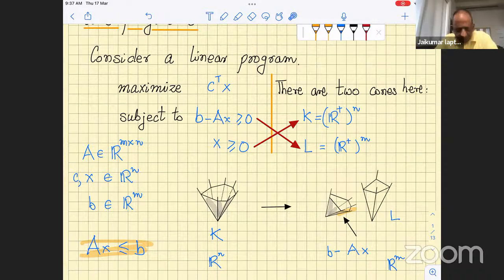Is it clear? This is just a linear program. We are just trying to avoid saying greater than or equal to 0 and instead saying some objects must belong to a cone. This must belong to a cone and this difference must belong to a cone. Just avoiding the phrase greater than or equal to.